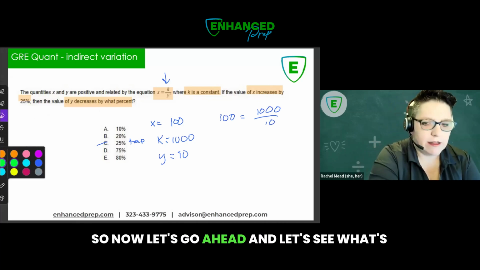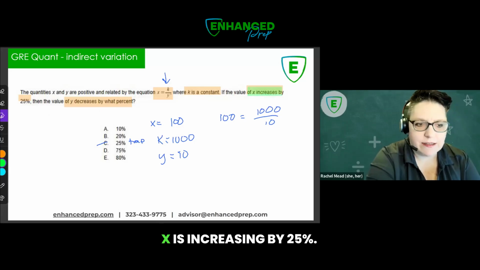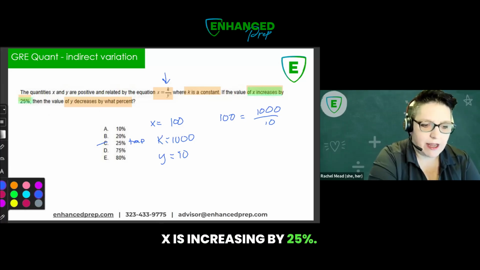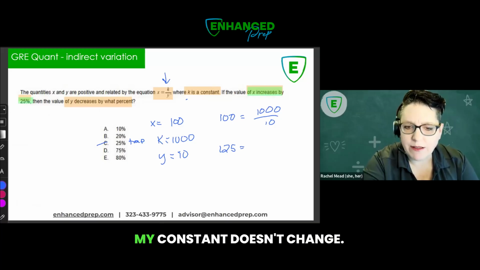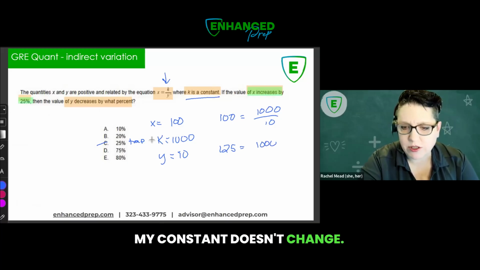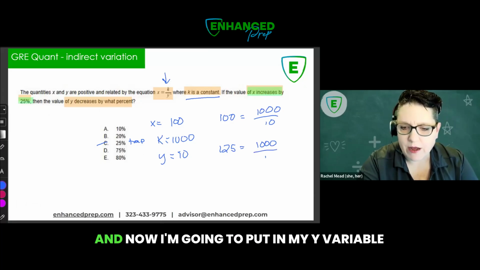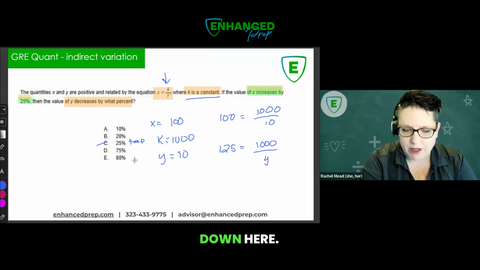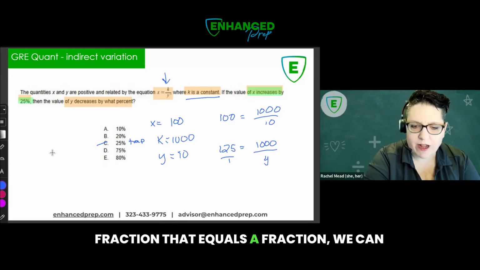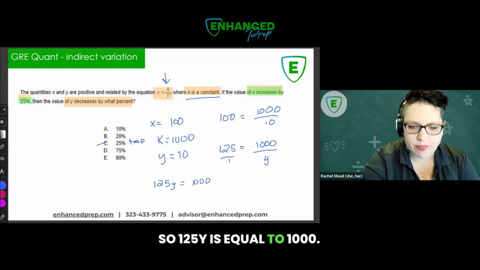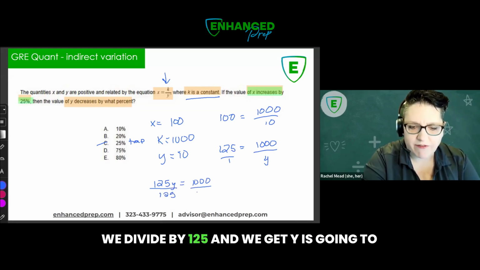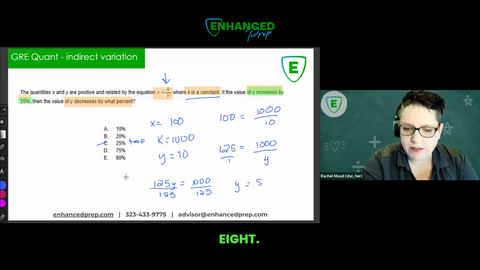So now let's see what's happening to x. X is increasing by 25%. And again, the benefit of plugging in our 100 here is I can now say that x is going to be 125. My constant doesn't change, so I keep that 1,000 in there. And now I'm going to put in my y variable down here. Fraction that equals a fraction, we can come through and cross multiply. The 125y is equal to 1,000. We divide by 125, and we get y is going to be equal to 8.